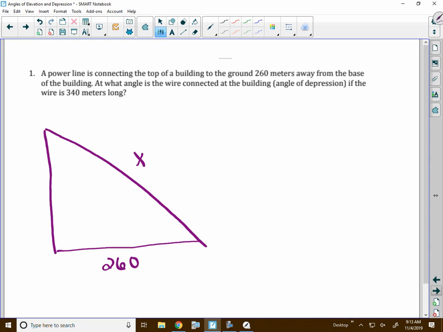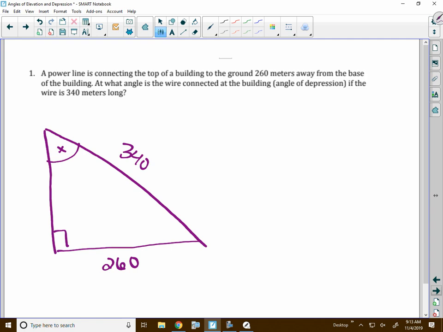At what angle is the wire connected to the building, if the wire is 340 meters long? So we want to find this angle right here. What do I label 340? The hypotenuse. That is the wire, and that's the length of the wire, 340. The two hardest things here are drawing the picture and making sure that you have it accurate, and the second is picking out what to do.